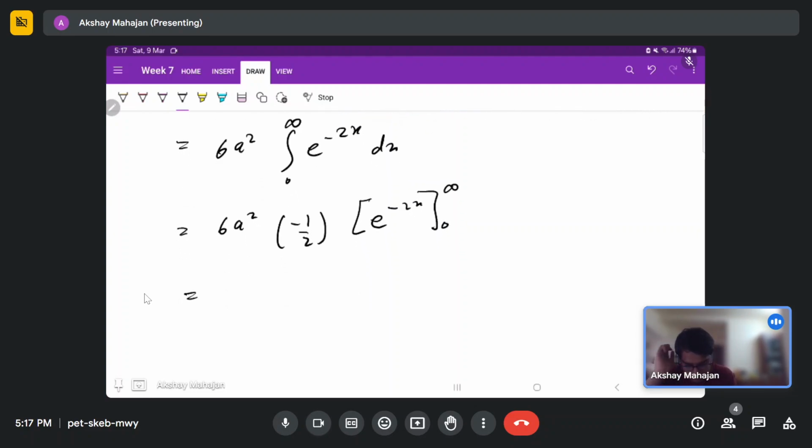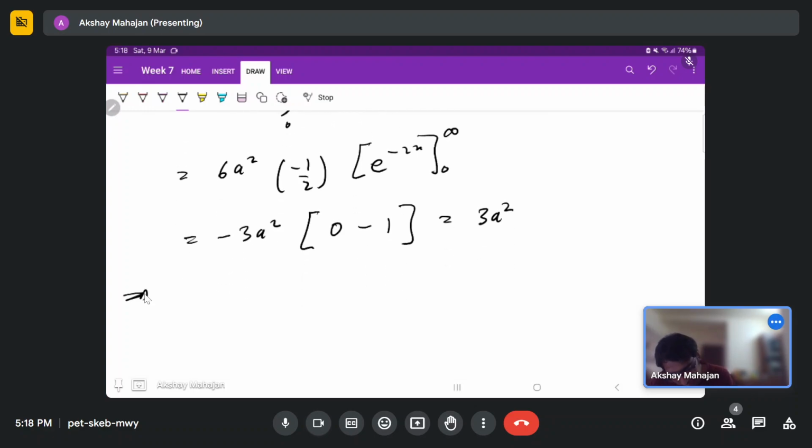Right, so this gives you minus 3a square times, e to the power minus infinity is 0, minus e to the power 0 which is 1, so it gives you 3a square. And that we expect, the expectation value of r square should be positive only. So it comes as 3a square. It means the expectation value of r square is coming as 3 times a square.